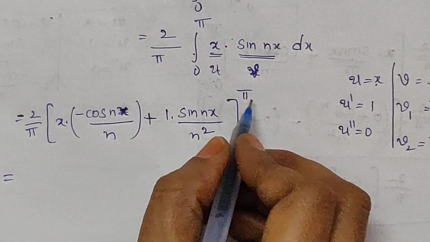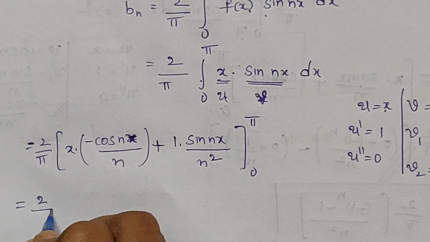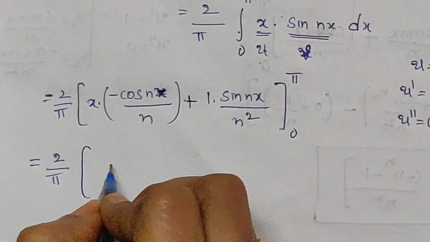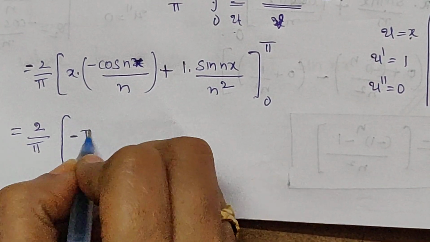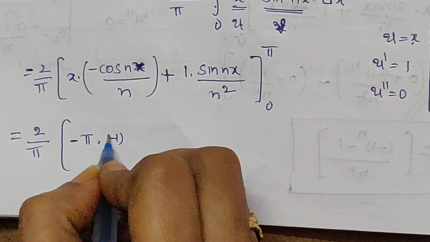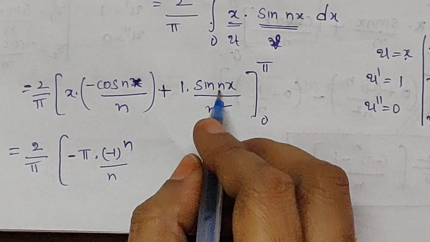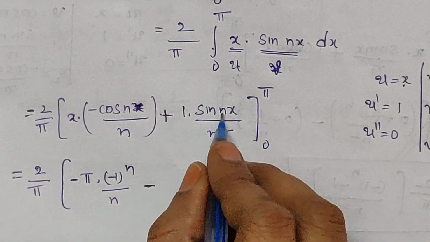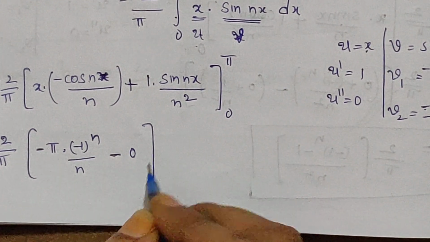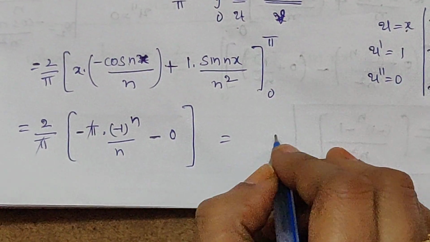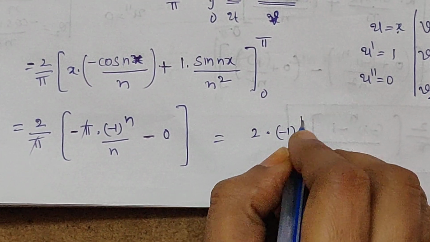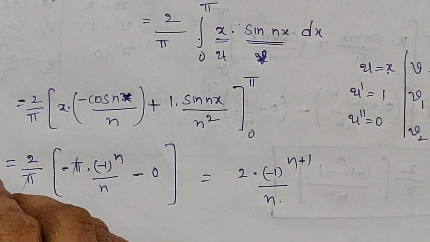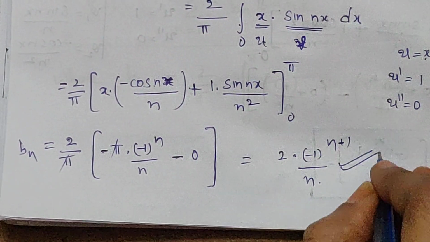Now by substituting the upper limit, 2 by pi, here in place of x, pi, cos n pi is minus 1 whole power n. So pi into cos n pi value, minus 1 whole power n by n. Sin n pi is 0. So minus of lower limit 0 into this term is 0. Here sin 0 is 0. So pi cancels. So you will get 2 into minus 1 whole power n, one more minus sign, so plus 1 by n. This is bn, the Fourier coefficient.